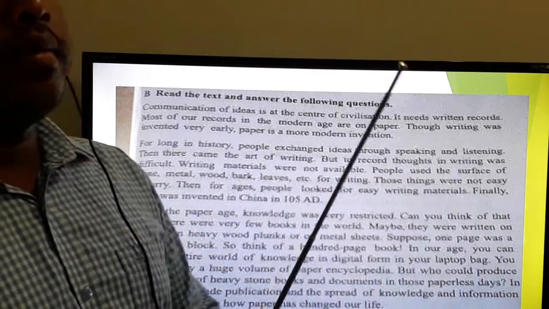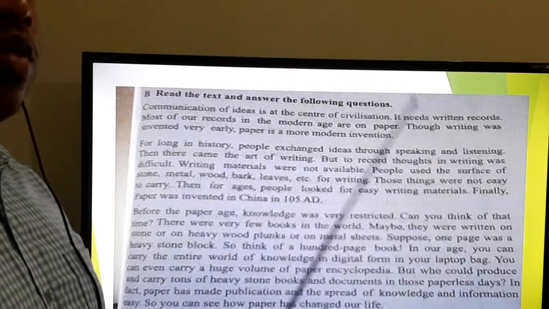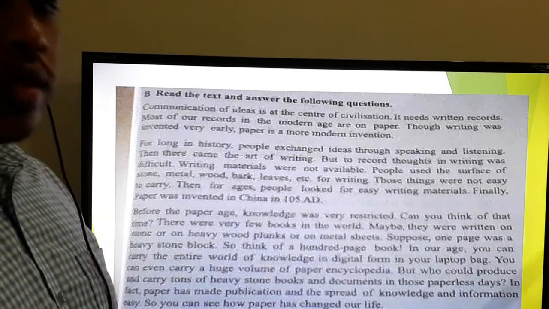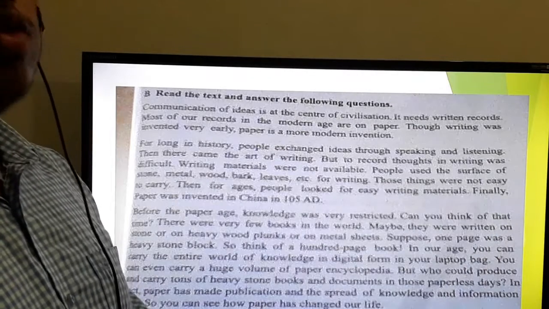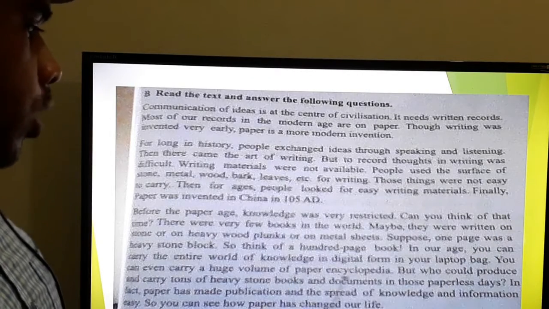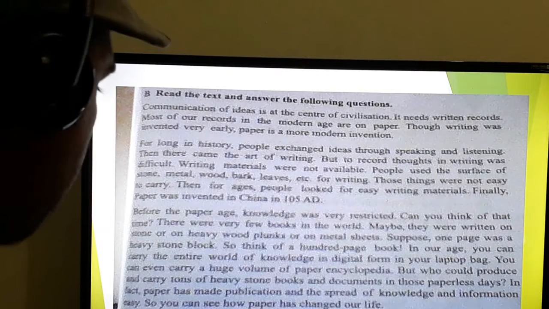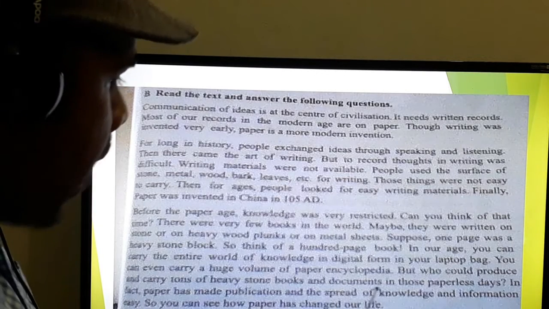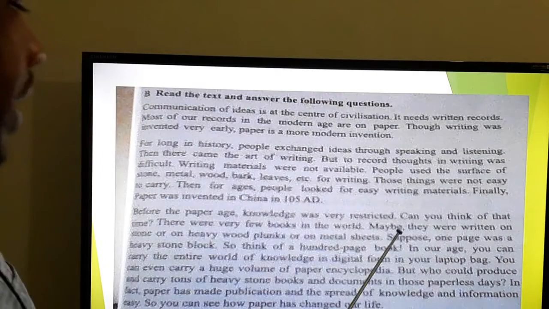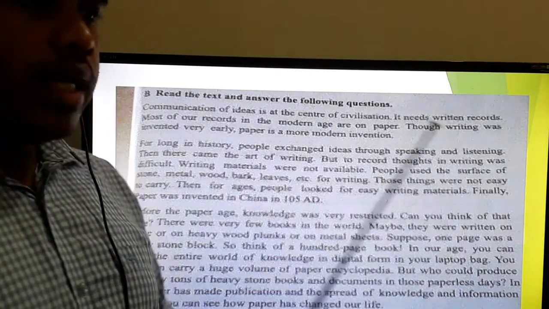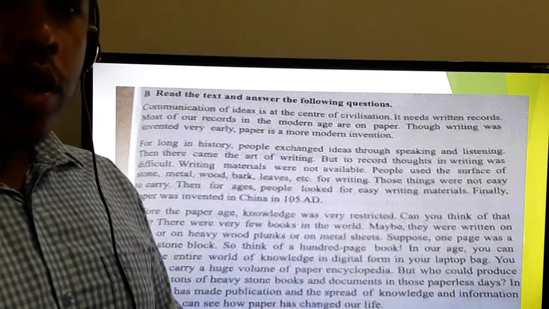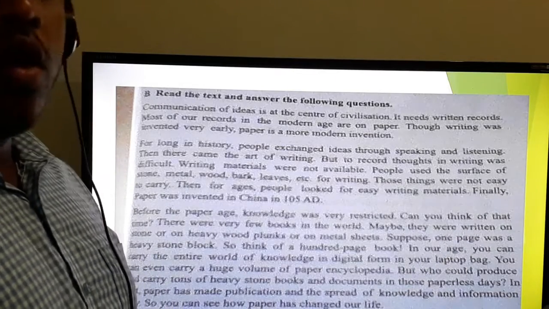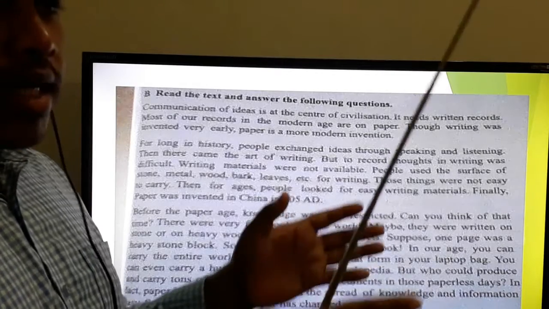And we know there is an encyclopedia. We know there is a Vishwakosh. So you can use an encyclopedia. That is the house of knowledge, the house of information. We can use it. But who could produce and carry tons of heavy stone books and documents in those paperless days? Now a question arises. Right now we would not carry hundreds or thousands of pages that have been made on stone.